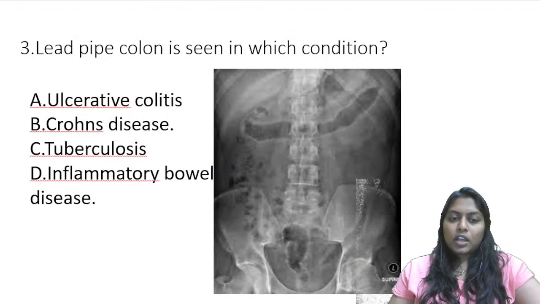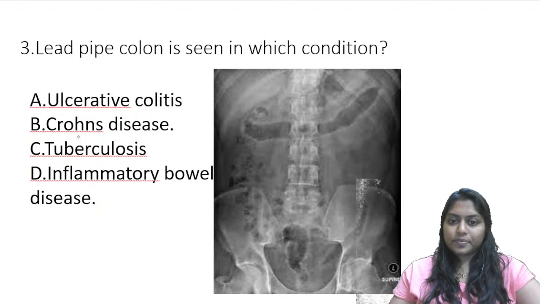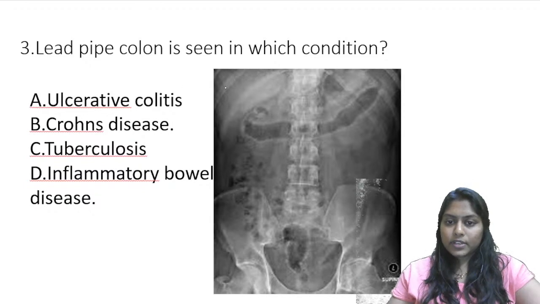Next, coming to the third question, lead pipe colon is seen in which condition? So first let's identify the anatomy as we have discussed. This is the liver border, and these are the ribs, and this is the spinous process, and this is the vertebral body, and this is the sacroiliac bone. This is the sacrum, and this is the iliac bone, and this is the hip joint here. So the pathology here is lying in the bowel, where we are not able to see the normal haustrations. These are the normal haustrations.